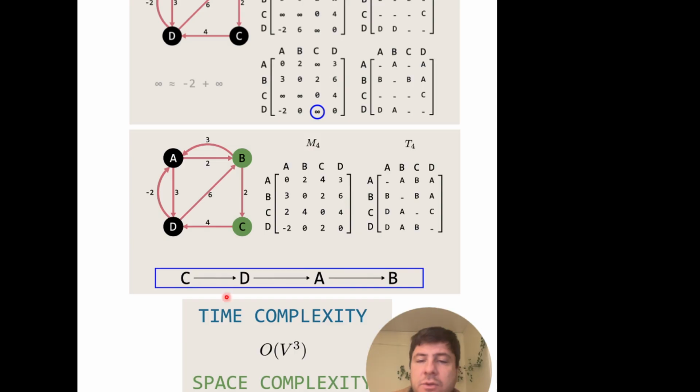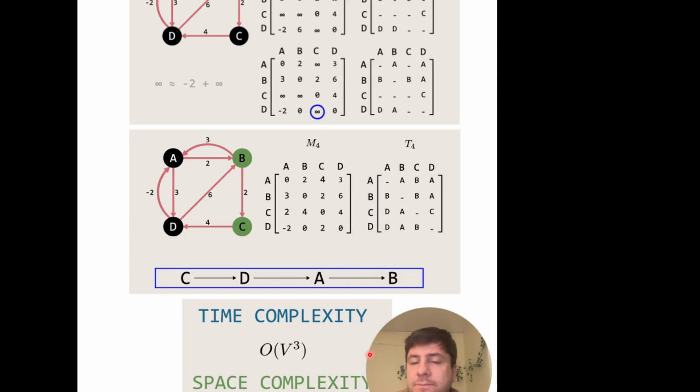Two reminders from this slide. Because we check every pair in every round, time grows with the cube of the number of points. Because we keep a two-dimensional table, the memory use grows with the square of the number of points.